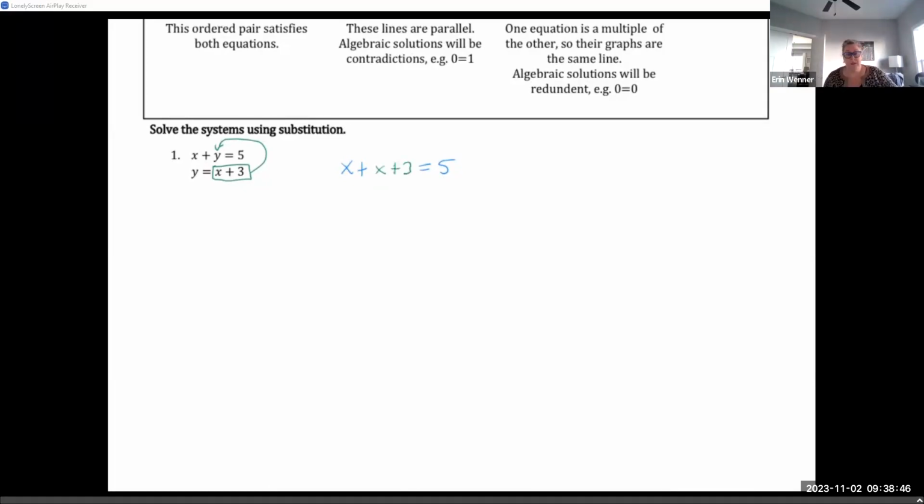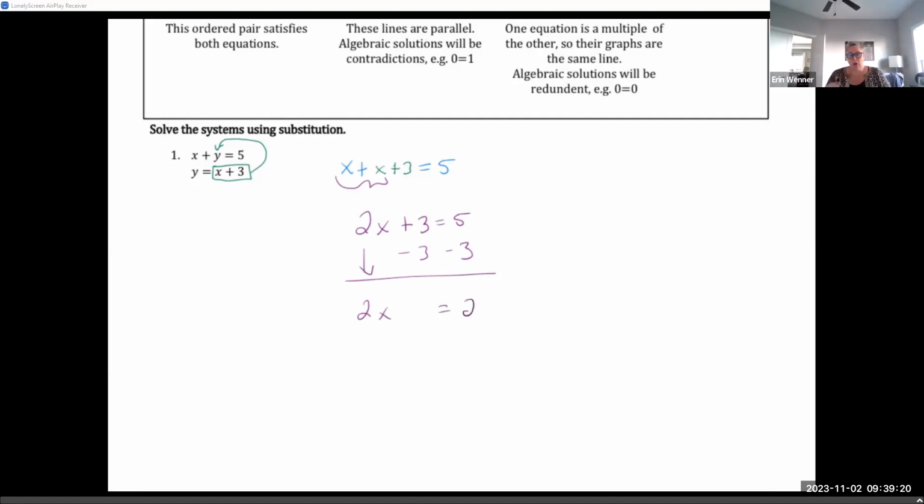Once we write this all out, we're just going to use our standard steps to solve equations. From here, we're going to combine like terms. You can see we have 2 x's, so together these are going to make 2x, and then just plus 3 equals 5. We are going to subtract 3 from both sides. So we're just using our algebraic steps now. We're going to divide by 2, and I get x equals 1.